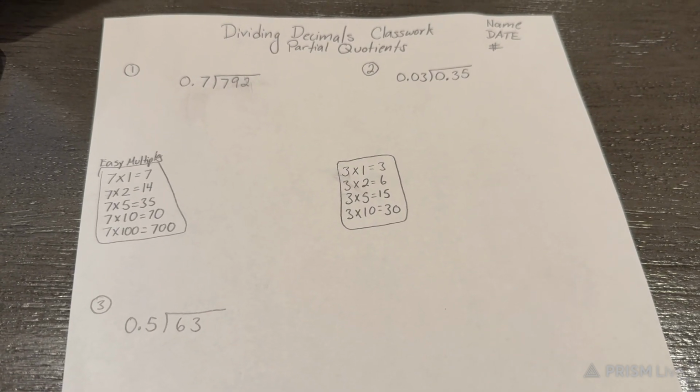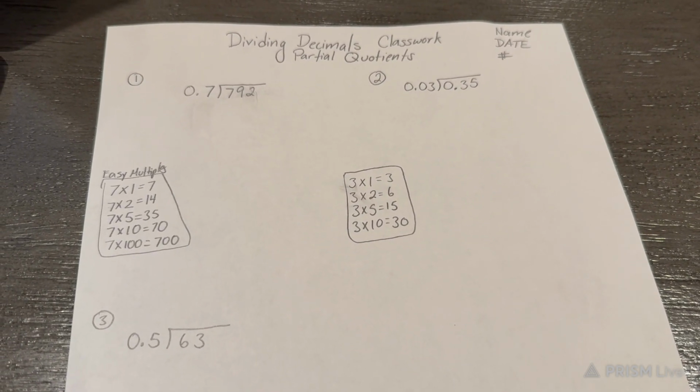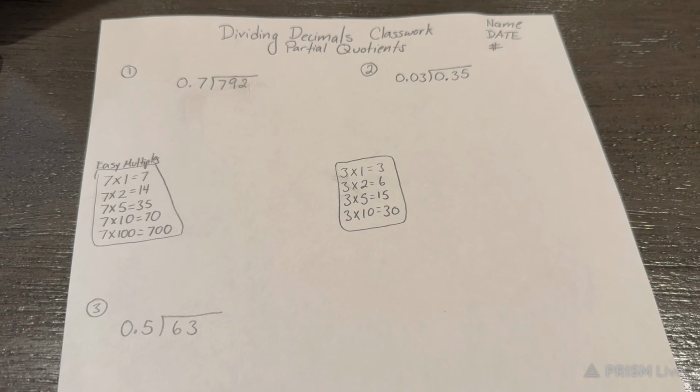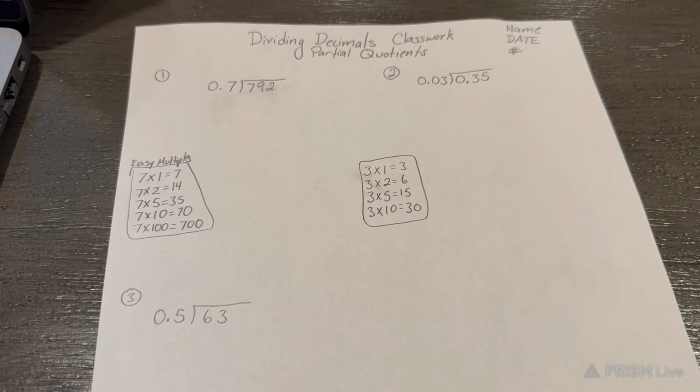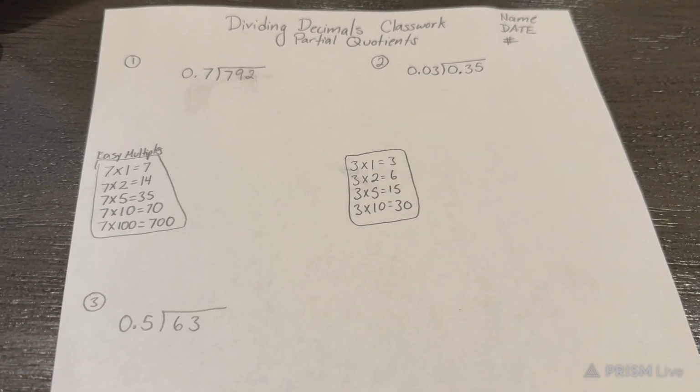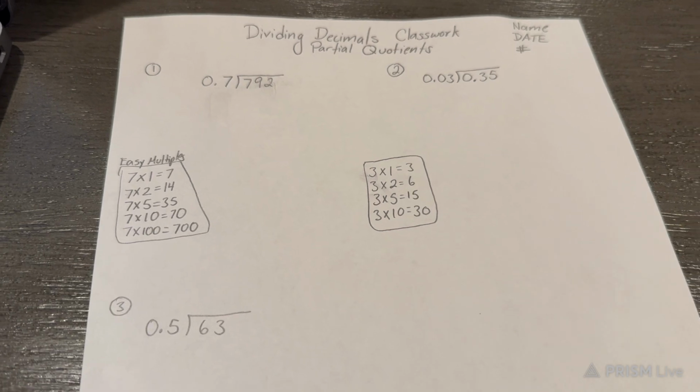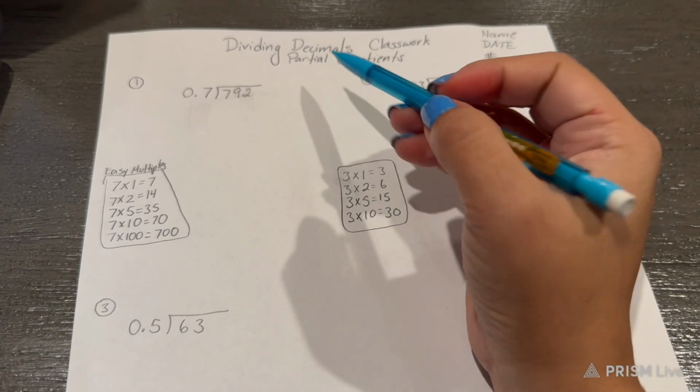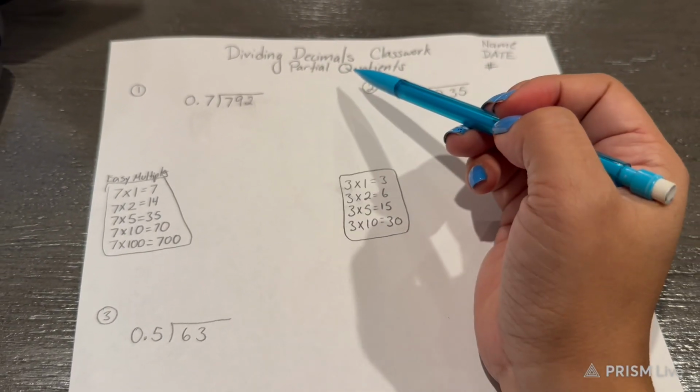All right, class, we're here and we're gonna get started. It says dividing decimal classwork partial quotients. Your paper is gonna say long division and it's also going to say that you're gonna estimate, but ignore all of that completely. What we want to do is we are going to focus on dividing decimals.